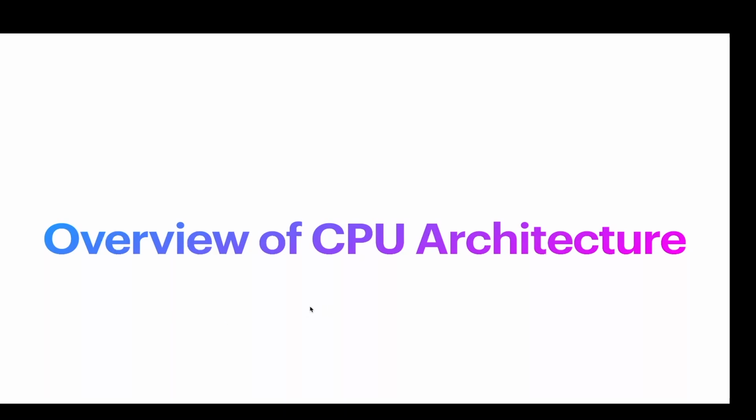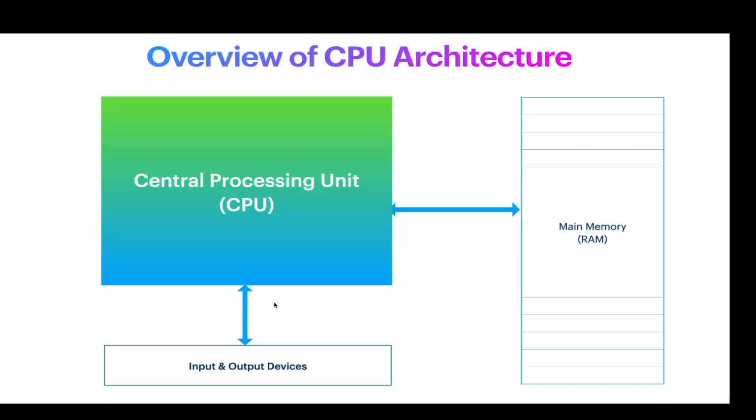Alright, let's look at an overview of CPU architecture. If you look at any modern computer, you'll see these three main components. You have the central processing unit, in short CPU. Then you have the main memory, also called the physical memory, also called the random access memory, in short RAM. And then you have input and output devices. These are your keyboard, mouse, monitor, external devices like hard drives, etc.